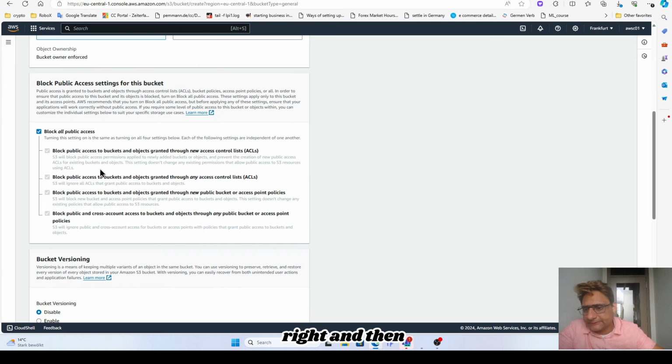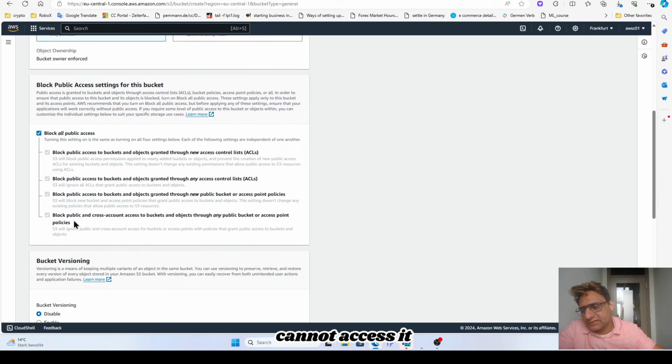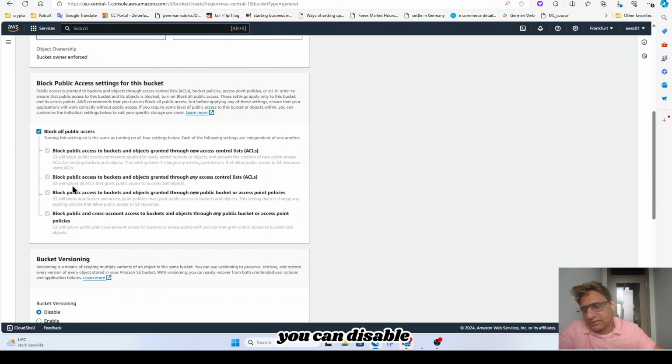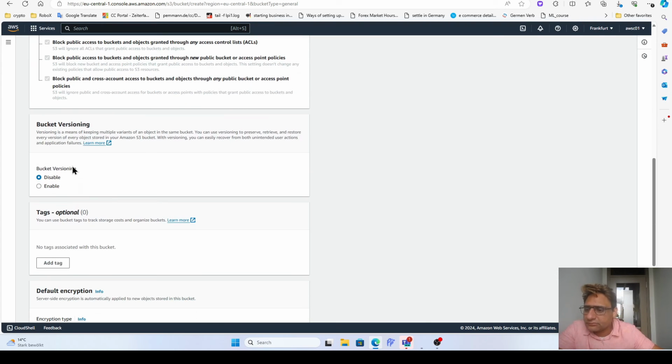Right, and then this is the public access is blocked. For example, if you write your S3 similar to that web address, you cannot access it. If you want, you can disable this, and for example, if you have HTML and you want to use the bucket as a web server directly rendering your page, then these are your options. Otherwise, you need to block it.